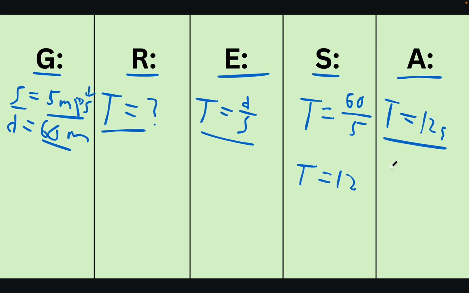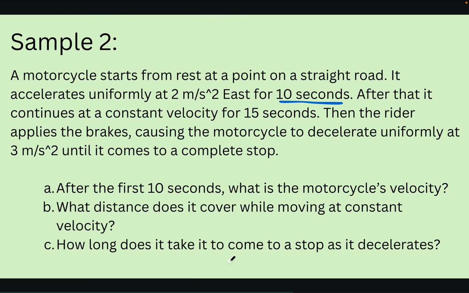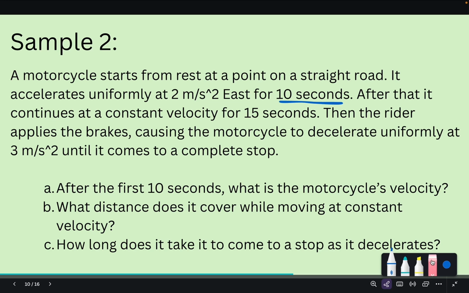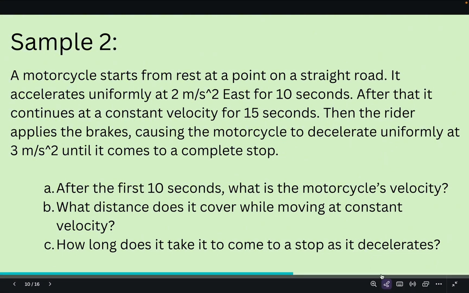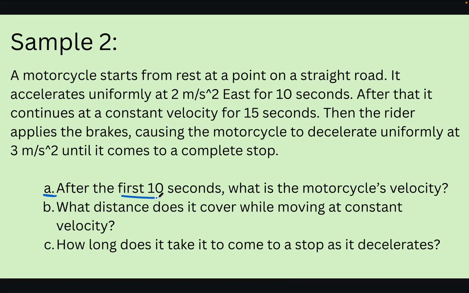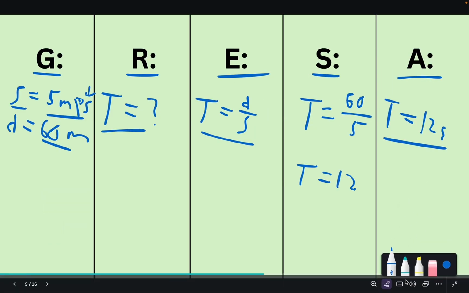Now that we're done with that, let's move on to using Gressa for a harder problem, a multi-step problem. This problem is a lot to digest, but the first thing you have to know about multi-step problems is you solve it alphabetically. So the first thing you're gonna want to do is look at the question here. The question says, after the first 10 seconds, what is the motorcycle's velocity? Because we know that, we can then substitute that.